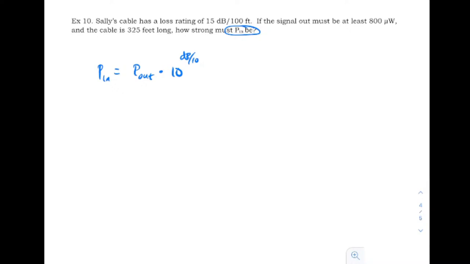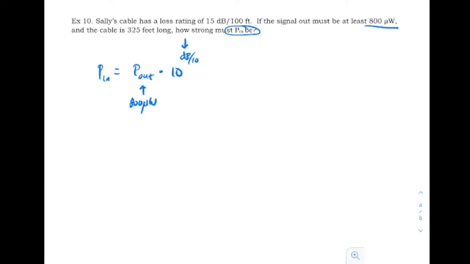What must P in be? So notice we got two things. Figure out what power out to plug in. Figure out how many decibels to plug in. We figure out what those two things are, we're done. We're golden. And they told us that one. Look at that. We're halfway done. So that's going to be the 800 microwatts, the signal out, the P out.